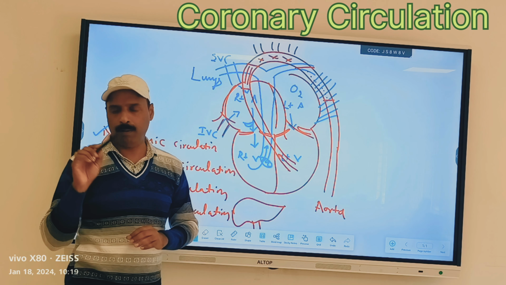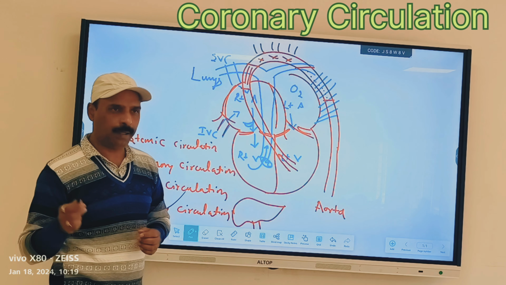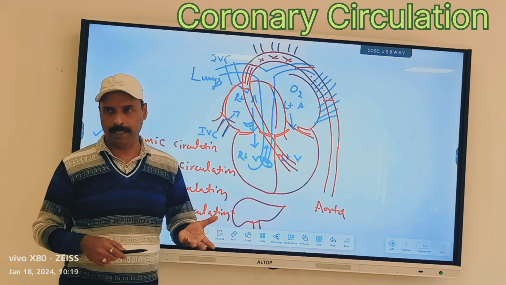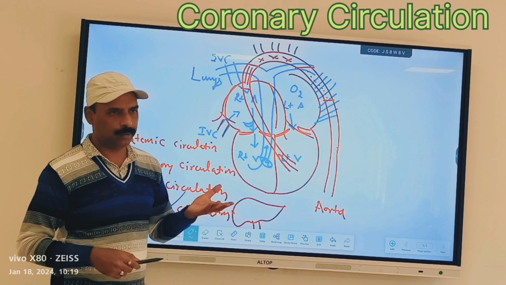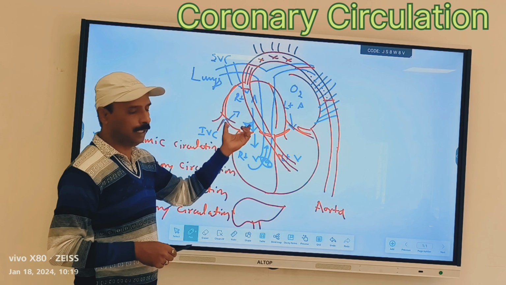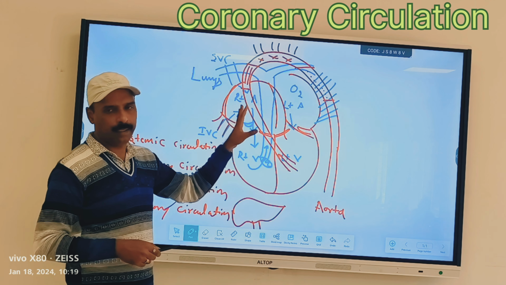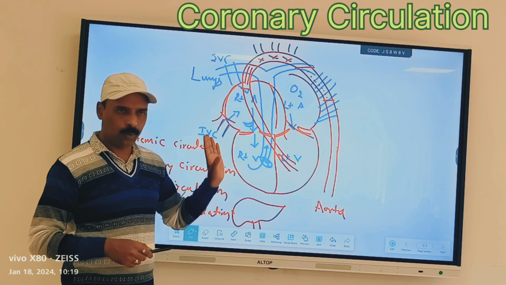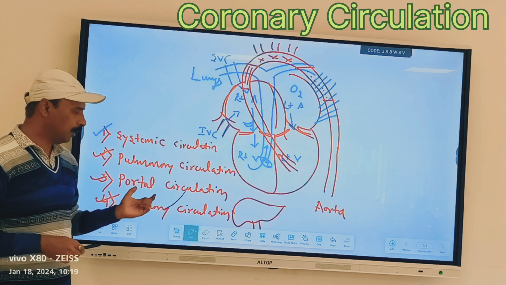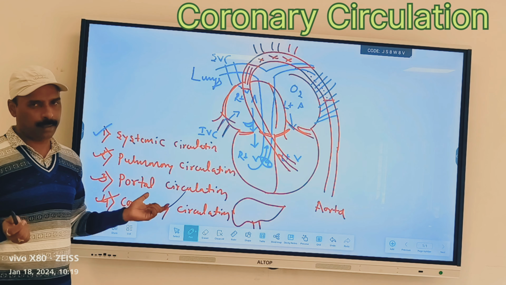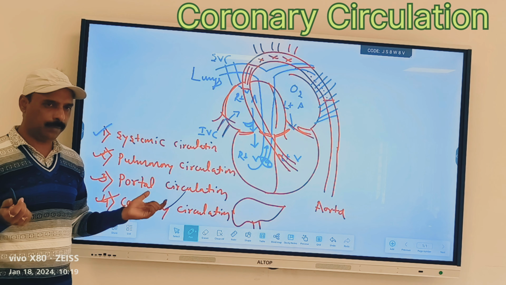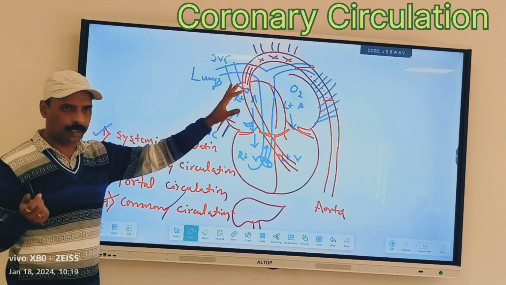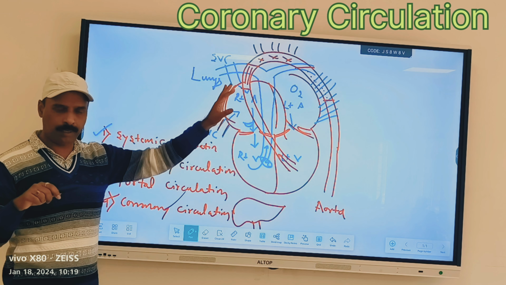So the total blood supply of the heart and the venous return of the heart is by the cardiac veins. We have the great cardiac, middle cardiac, and small cardiac veins. Through these the blood comes and reaches the coronary sinus. So in coronary circulation, the blood supply of the heart, the coronary arteries play an important role. You have to remember they are branches of the ascending aorta. They are two in number, the right coronary artery and the left coronary artery.